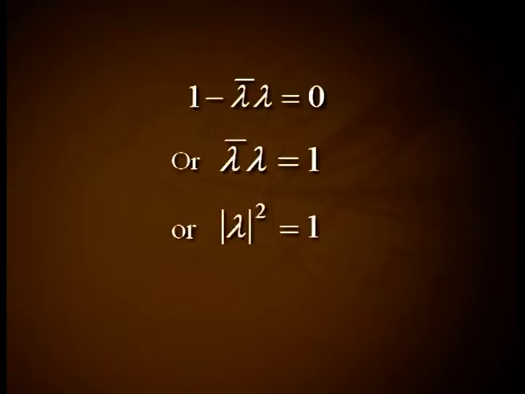But x is a non-zero matrix and hence x star also is non-zero and hence x star into x not equal to 0. And hence from equation 19 the only possibility is that 1 minus lambda bar into lambda equal to 0 or lambda bar into lambda equal to 1 or modulus of lambda square equal to 1 or modulus of lambda equal to 1. Since lambda is an arbitrary characteristic root of a matrix A, this shows that the modulus of each characteristic root of a unitary matrix is unity.